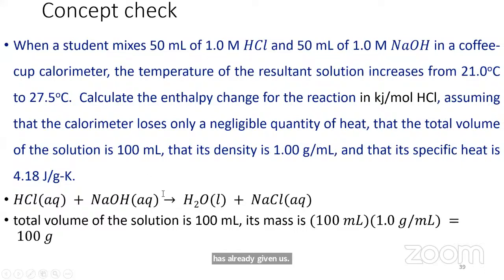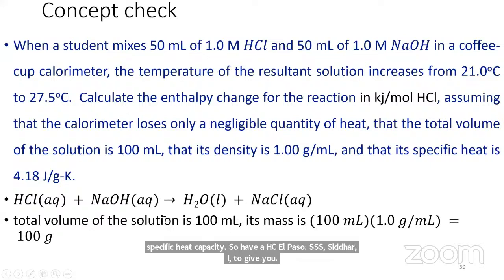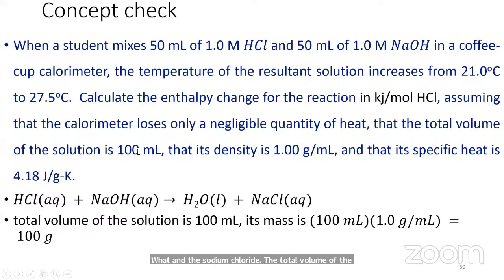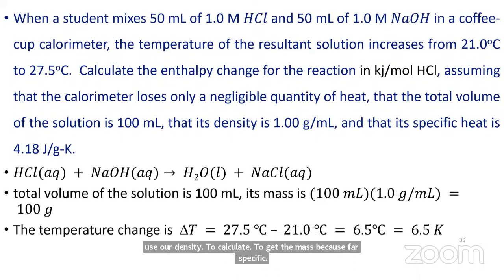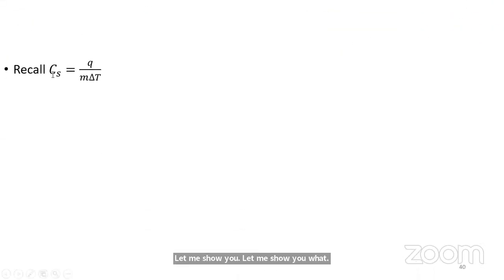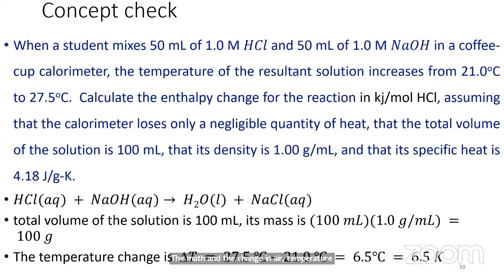So we have our HCl plus our sodium hydroxide, which will give you water and sodium chloride. The total volume of the solution, we are told, is 100 ml. Now, because we are given density, we can use it to get the mass. Let me show you what I mean. Specific heat capacity involves Q, the heat absorbed, the mass, and the change in temperature. So that is why we need to get the mass.